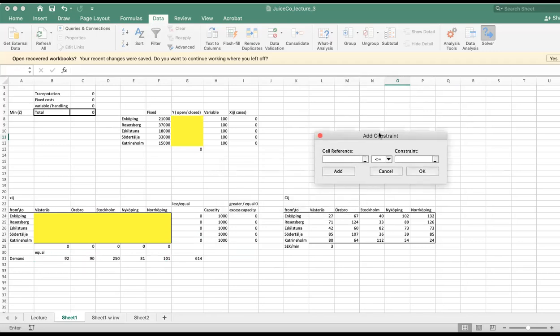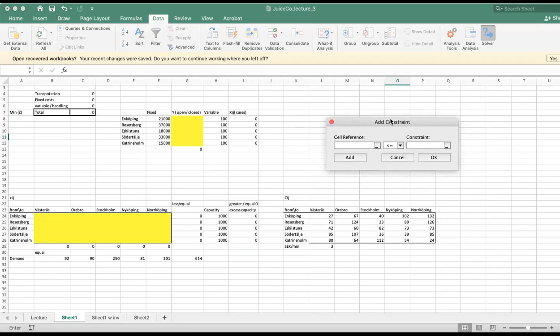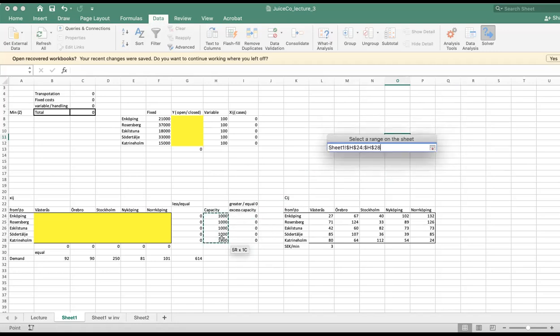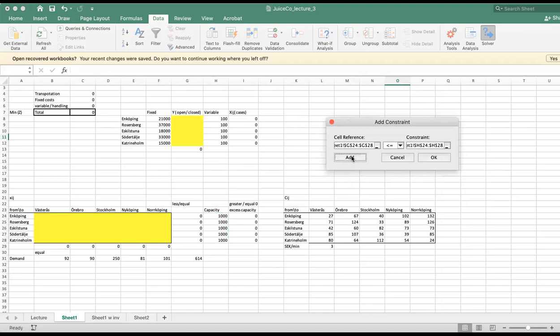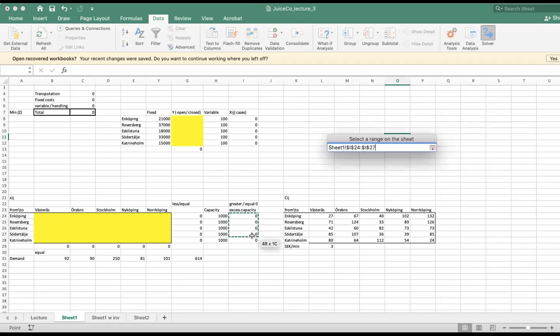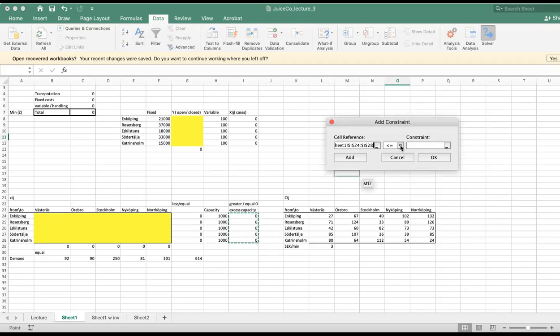The other constraint that we know is the capacity constraint, that everything that is being produced should be less or equal to the capacity. In your case it was 700. We say okay. And then we want this excess capacity to be greater or equal to 0. We don't want it to be less than 0, and we add it.